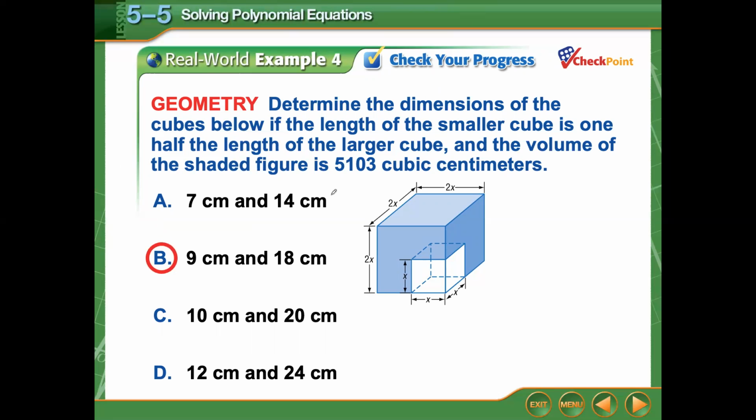Again, when you have multiple choice like this, you do have a couple options. You can go ahead and plug it into the formula and see which one works, or work it out by hand.